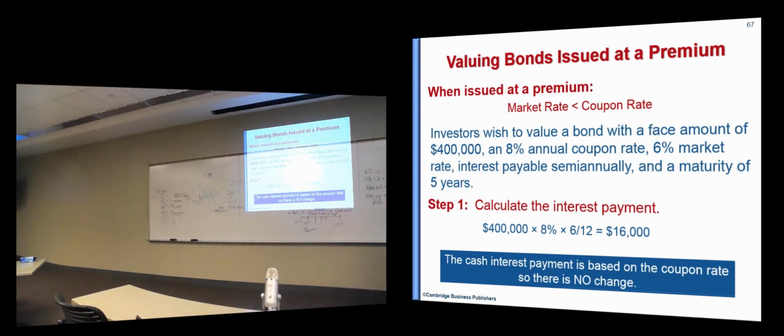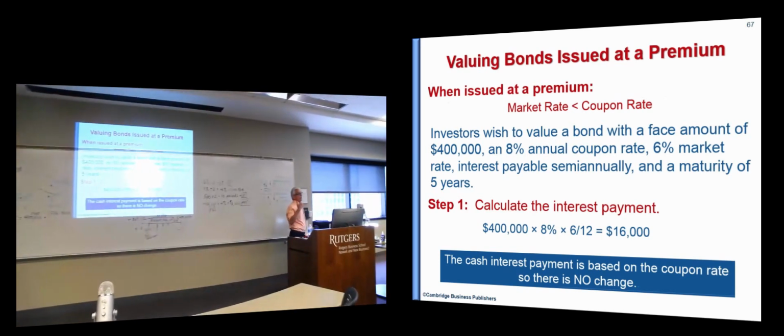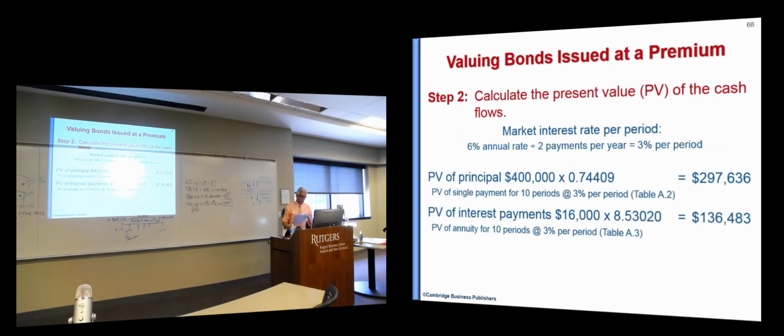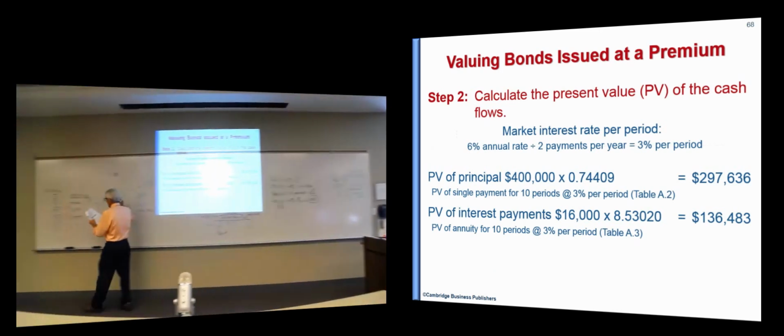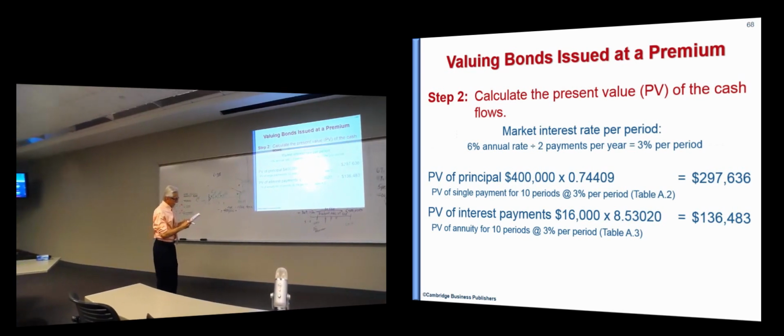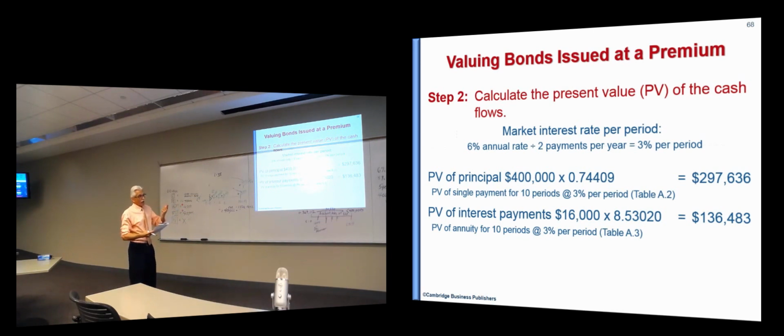So again, this time market rates are lower and my bonds are more valuable. In this case, if we do the PV, I'll do this one more time with the tables. The principal amount at 3%, the factor is going to be, with respect to the lower interest rate, the higher the present value, so the factor goes up.